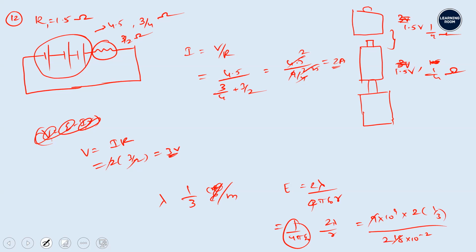So this will go 2 times. So 2 and 2 will get cancelled. 1/3 into 10 power 11 Newton per coulomb or volt per meter. That is 0.33 into 10 power 11. Is there an option? 33 into 10 power 11. Right?